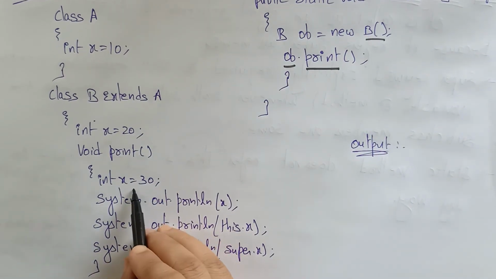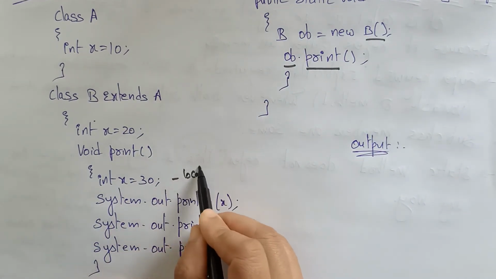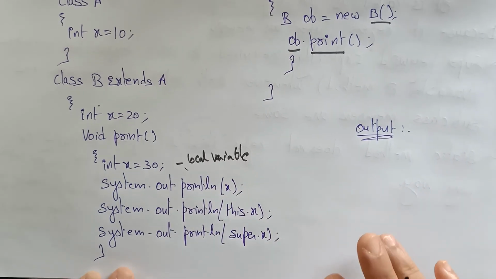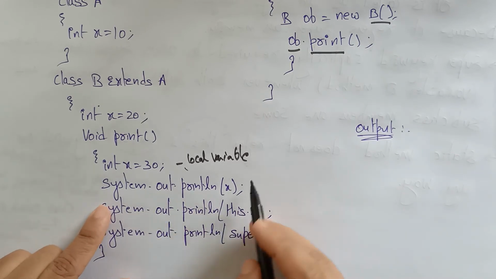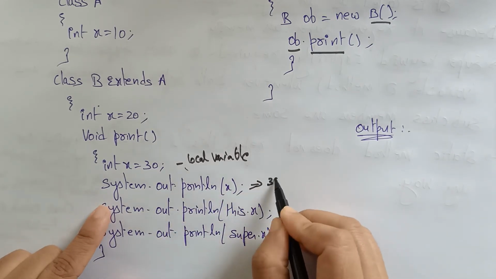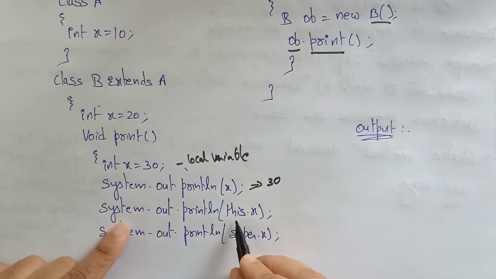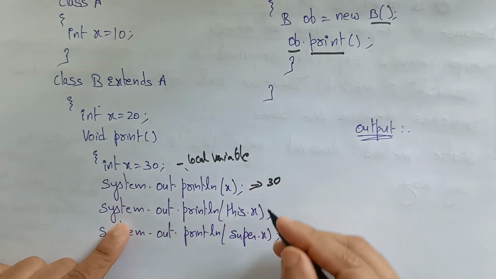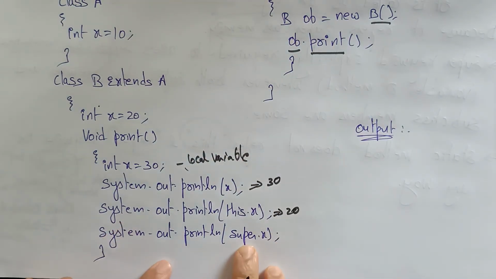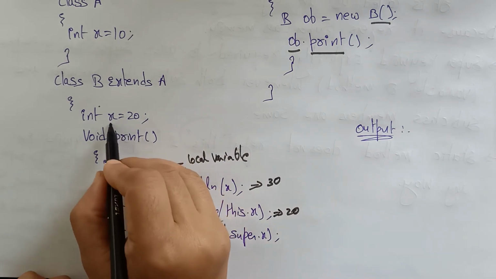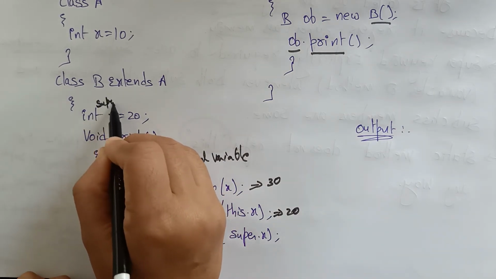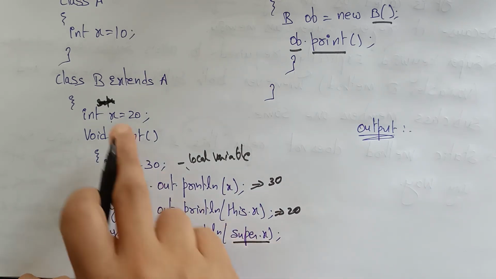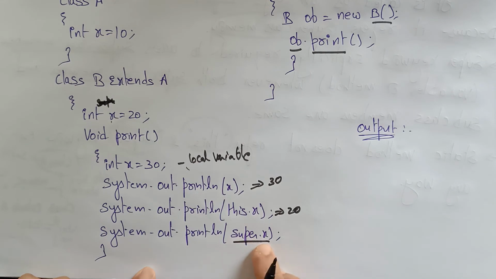So first, int x is equal to 30. This is a local variable, so if you want to access a local variable, you can directly access it. Now System.out.println prints the local variable x, 30. This.x means whatever x value is present inside B, so it will print 20. Then super.x. Here super is implicitly present, so you are not supposed to write it in the class declaration.